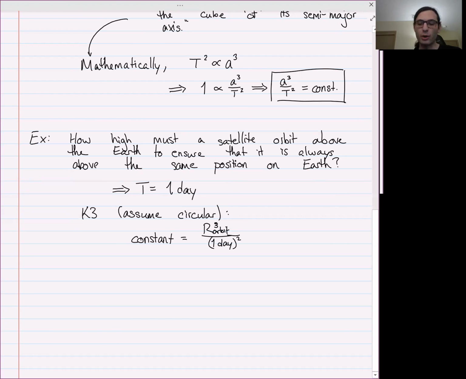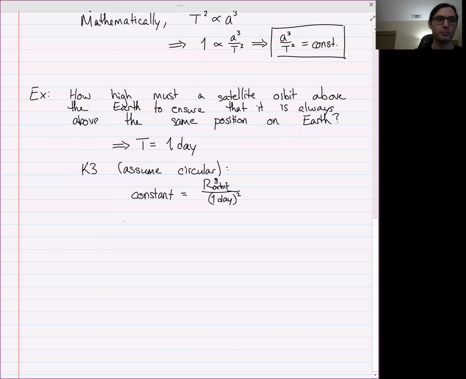Now the trouble is we don't know what this constant is yet. But what we can do is use Kepler's third law to determine what that constant is by knowing properties of another thing that's orbiting the Earth. In particular, the moon orbits the Earth, so we can use what we know about the moon to figure out that constant.